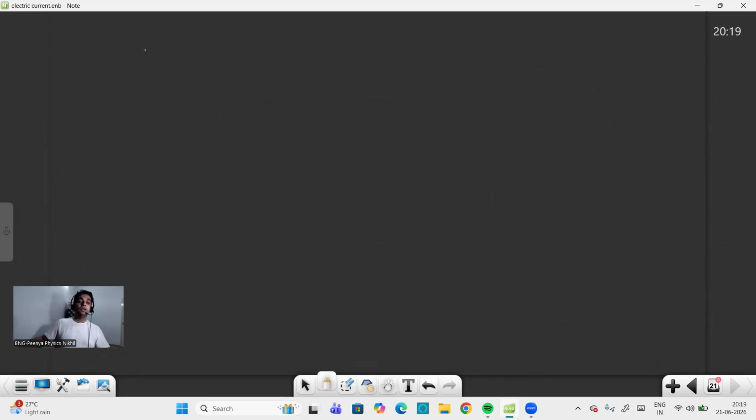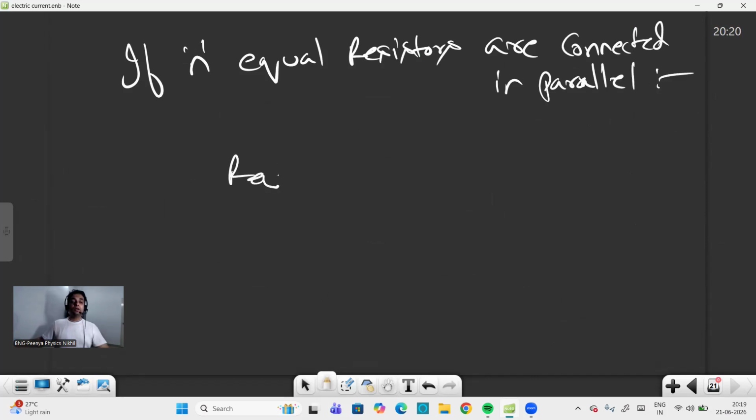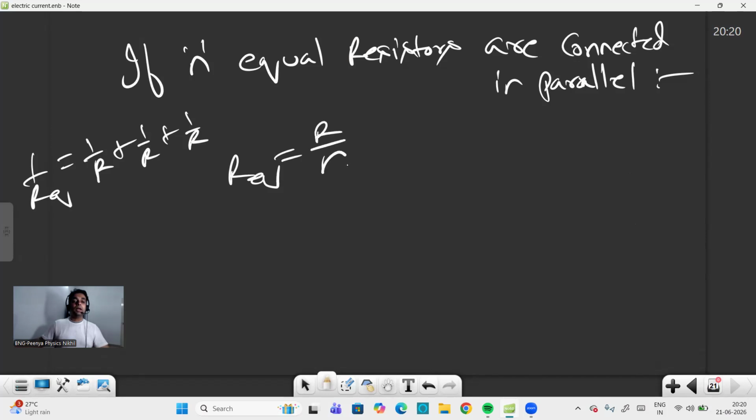In the same way, if n equal resistors are connected in parallel, what can I say? In parallel, what will R equivalent be? 1 by R equivalent is 1 by R plus 1 by R plus 1 by R, n times. So we can write 1 by R equivalent equals n by R. So R equivalent equals R by n.